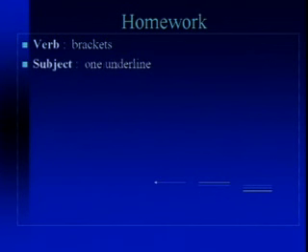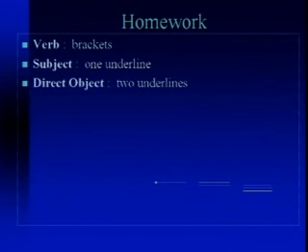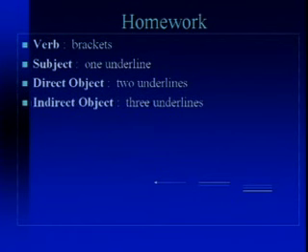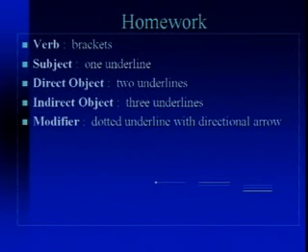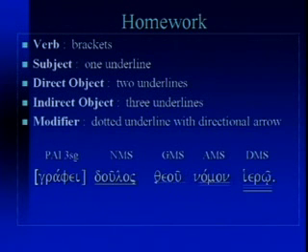If you're working with each of these, notice that this is what it would look like. I want you to put the verb in brackets. I want you to do 1 underline with the subject. I want you to do 2 underlines with the direct object. And I want you to do 3 underlines with the indirect object. If you come across a modifier, I want you to signify that with a dotted line with a directional arrow in the direction of the noun that it modifies. This is what it looks like.